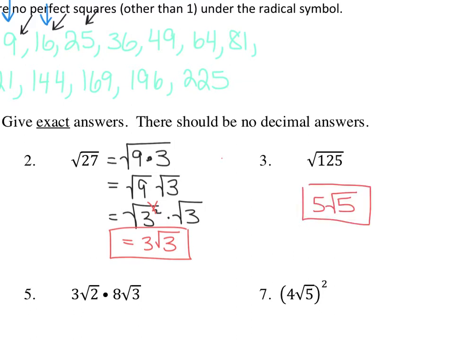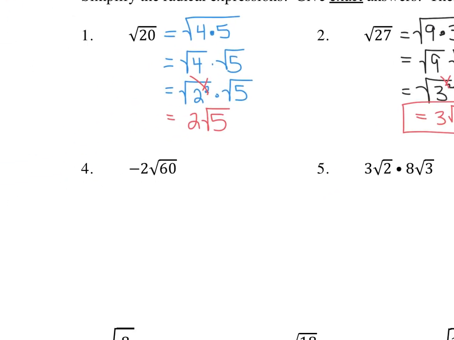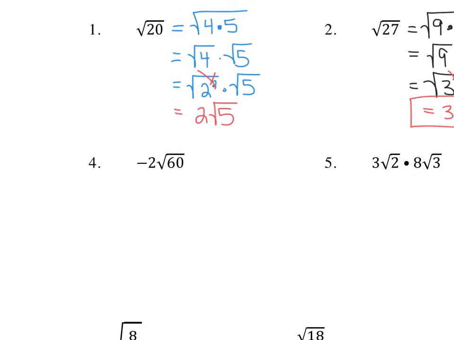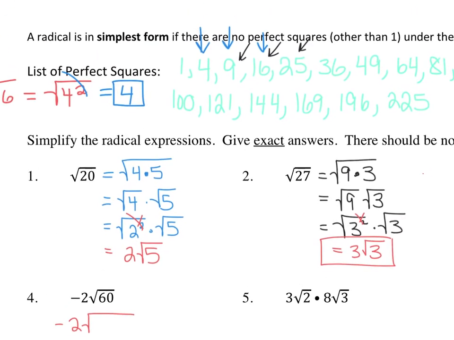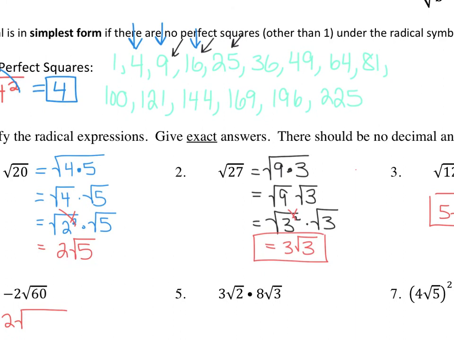All right, so the answer that you should have gotten is 5 square roots of 5. If you didn't get that answer, please ask your teacher tomorrow. All right, so what happens for something like number 4 where we have a constant in front of our radical? Well, the constant just kind of comes down and hangs out while we still try to simplify this radical of square root of 60.